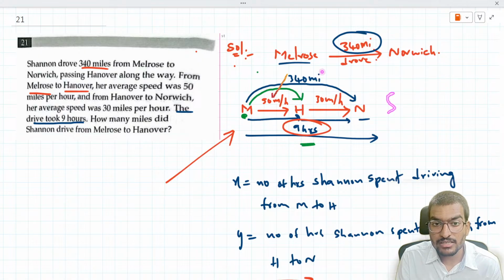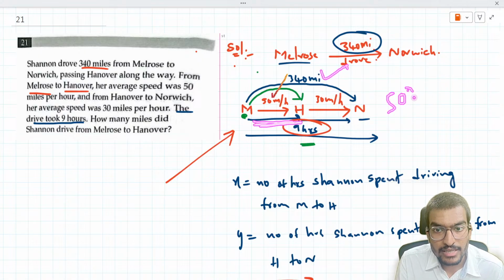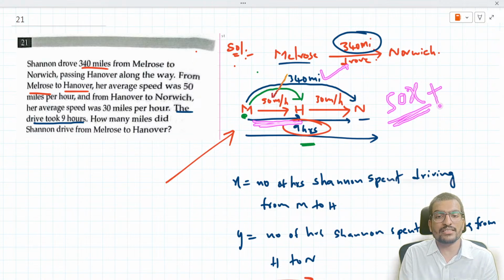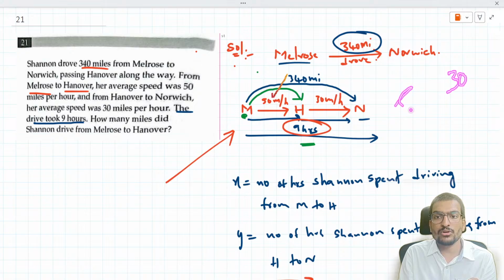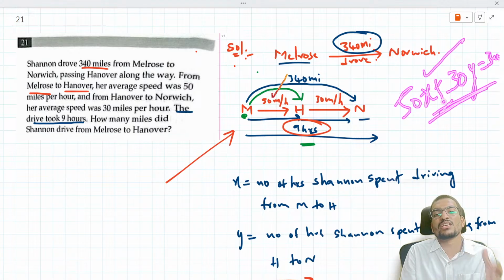50 plus 30 is not going to be 340, which means 50 into some number of hours, 50 into x, which is Melrose to Hanover, plus 30 into y, that equals 340. Makes sense? So this is our second equation: 50x plus 30y equals 340.